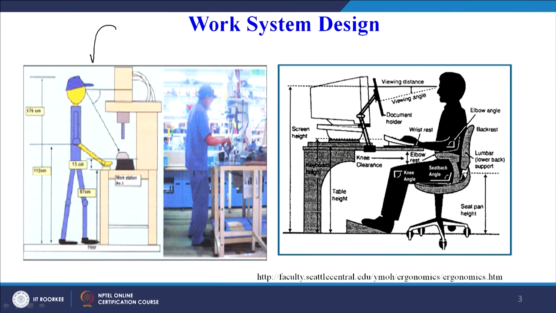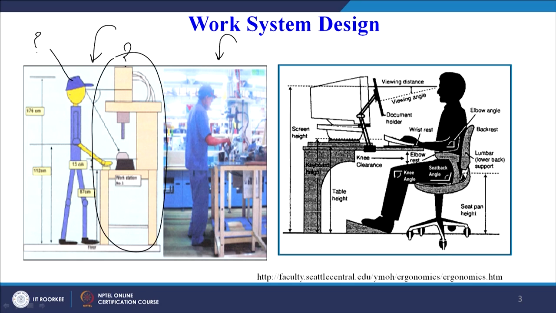Now, we will try to learn the various parameters, the various techniques that will help us to improve the effectiveness and efficiency of the work being done. And here you can see, this is one schematic of a person who is standing and performing his task. This is the actual representation of a person performing a task. How to design? What must be taken into account in context of the person who is performing the task? What must be taken into account in context of the machine which is being operated by the person?